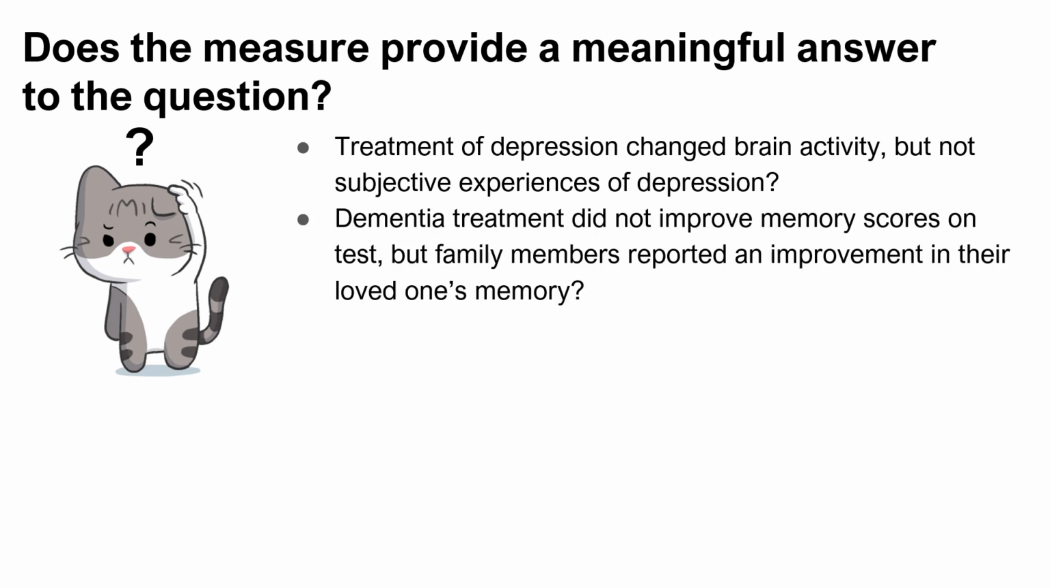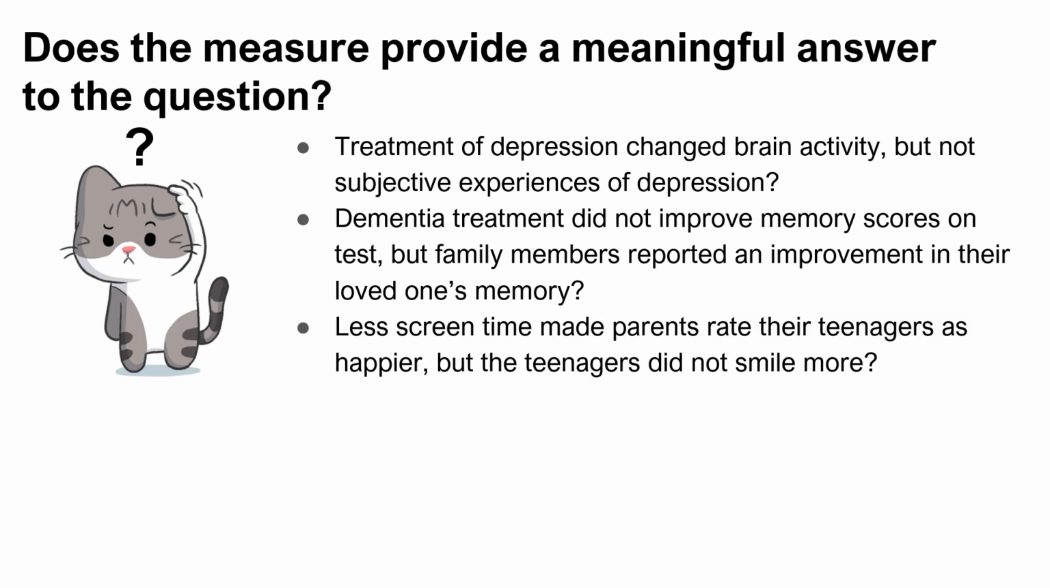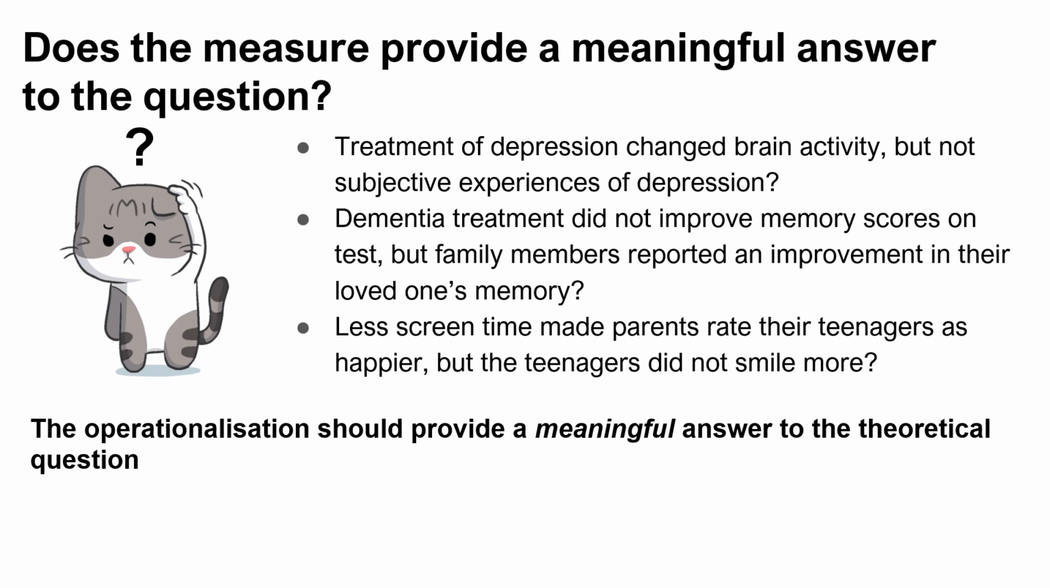Or a dementia treatment did not improve memory scores on a test, but the family members reported an improvement in their loved one's memory. Or perhaps less screen time makes parents rate their teenagers as happier, but the teenagers did not smile more. So the key thing to keep in mind is that however we operationalize the construct of interest, it should provide a meaningful answer to the theoretical question. Sometimes an objective measure might make more sense, but in other cases, something more subjective might actually be more meaningful.